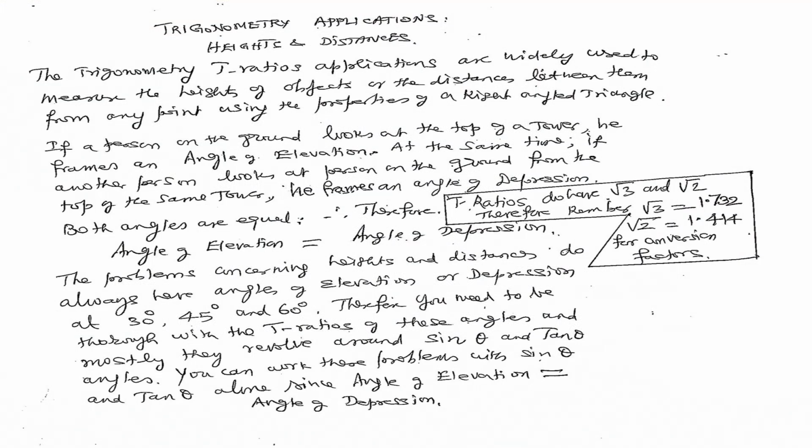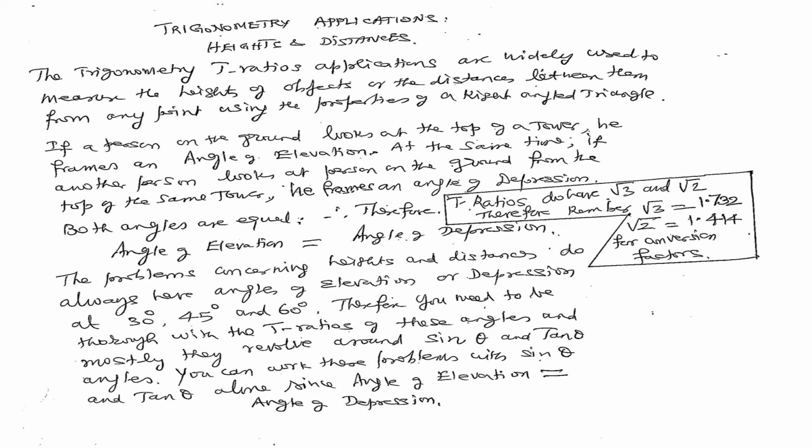Trigonometry applications. As I have said, T-ratios applications are widely used to measure the heights of objects or distances between them from any point on the ground or above the ground. If a person on the ground looks at the top of a tower, he frames an angle of elevation. At the same time, if another person looks down at the person on the ground from the same tower, he frames an angle of depression. Both angles are equal. Therefore, angle of elevation is equal to angle of depression.